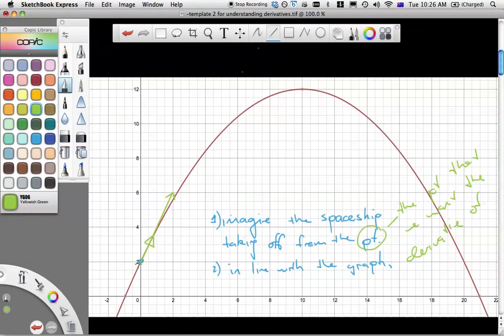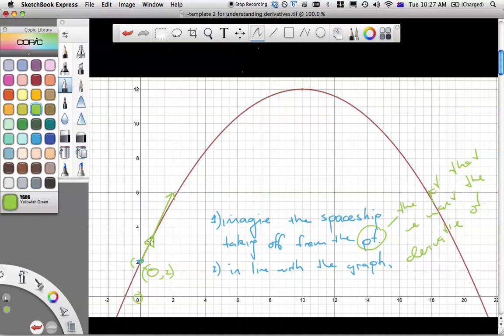Right? So it's taking off from this point, the point 0, 2, and it's in line with the graph where we start off.